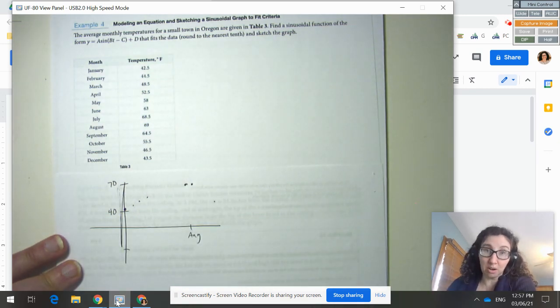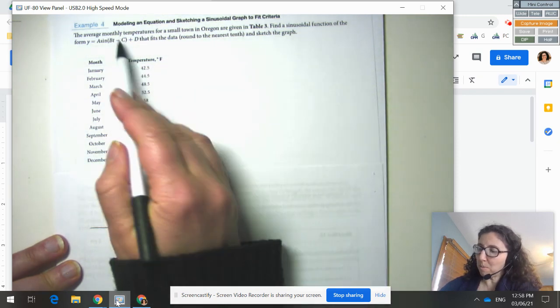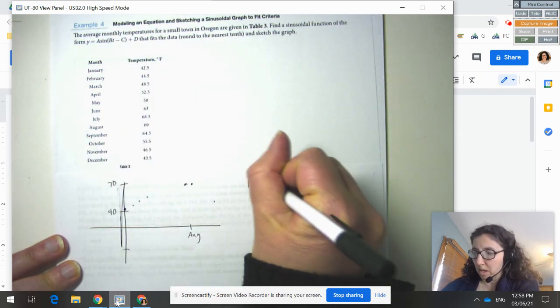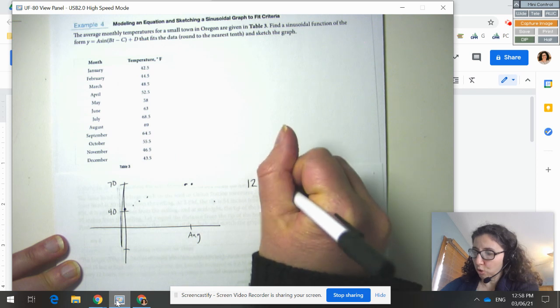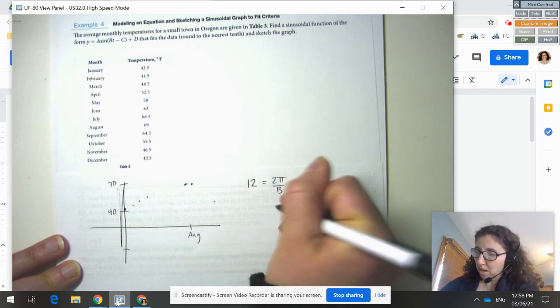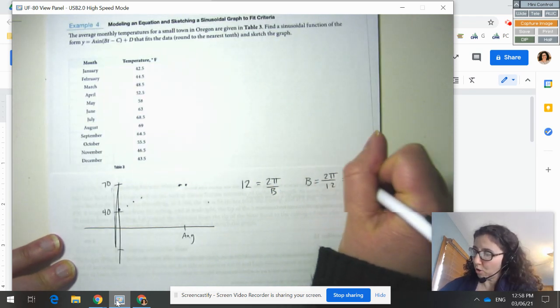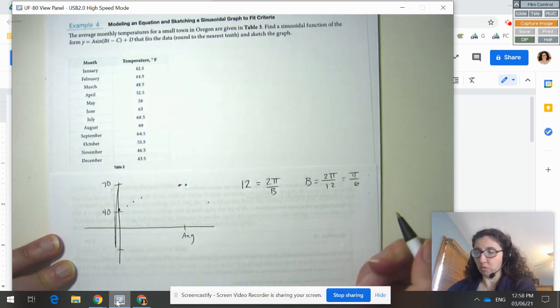I mean, we definitely are going to want to have a period of 12 months, right? It's not like years are longer or shorter than that. That's the period of the weather. So this is going to be a perfect fit. So first of all, let's find what our B value is. Our period is going to be 12 months. So that's going to equal 2 pi divided by B. So B is going to be 2 pi divided by 12, or pi sixths, right?